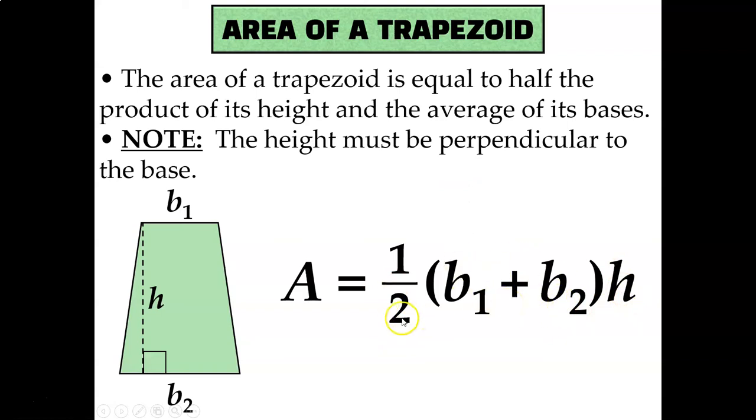Well, really what you're doing here is finding the average of the bases. 1/2 of base 1 plus base 2 is the average of the lengths of the bases, and then you multiply that by the height of the trapezoid. Again, relating it back to rectangles, the area of a trapezoid is equal to the area of a rectangle whose base is the average of the two bases of the trapezoid.